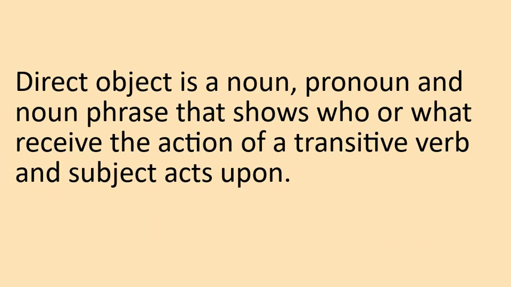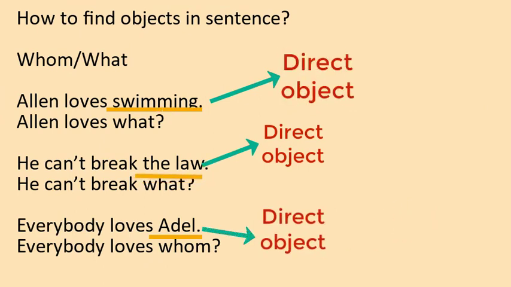Direct object is a noun, pronoun, and noun phrase that shows who or what received the action of a transitive verb and subject acts upon. How to find object in sentence with whom and what. Alan loves swimming. Alan loves what? Swimming. Direct object. He can't break the law. He can't break what? Direct object is the law.